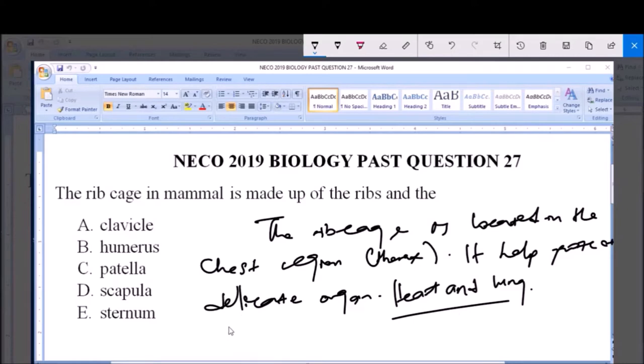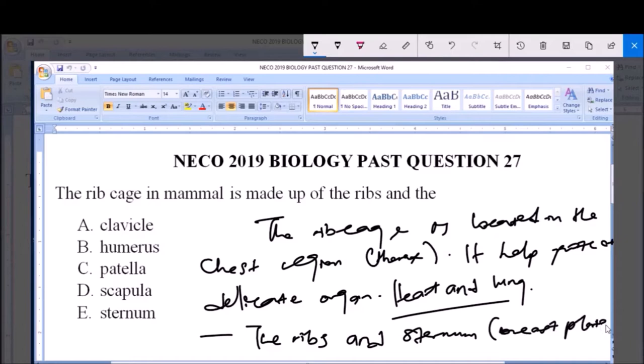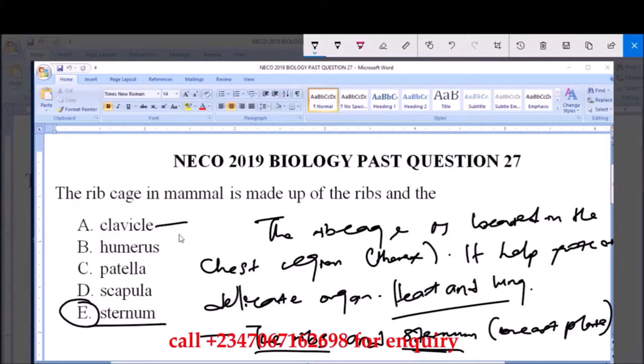Now, the rib cage is composed of the ribs, and these ribs are attached to the vertebral bones, and also the sternum, or what is referred to as the breastplate. This sternum provides attachment for the ribs in the front part of the chest region, while the vertebral bones provide attachment for the ribs in the posterior parts of the body. So the rib cage is made up of the ribs and the sternum, or the breastbone, and the sternum is option E. Now the clavicle here just provides attachment for the scapula, that is, it attaches the scapula to the body.